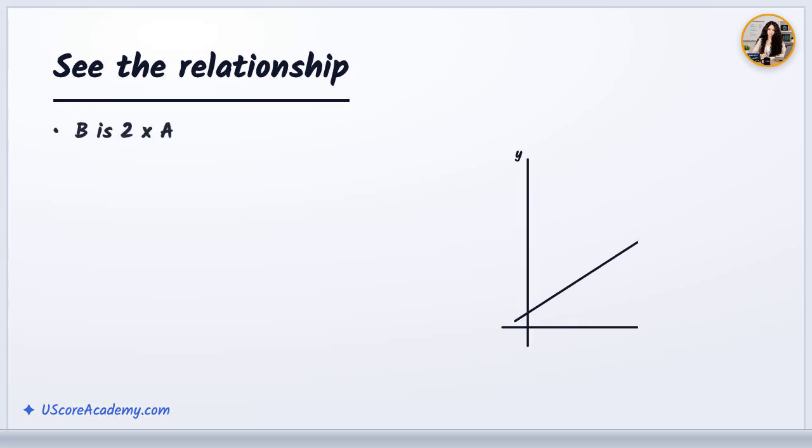Look at the pairs. Each B value is exactly twice its A value. 4 is 2 times 2, 8 is 2 times 4. So pattern B is always double pattern A.